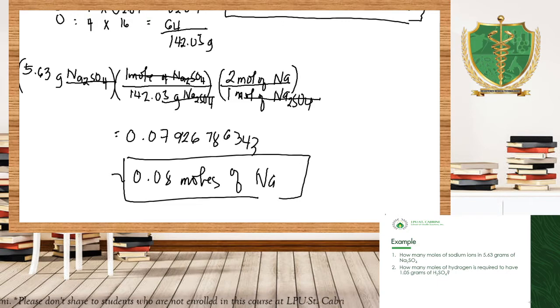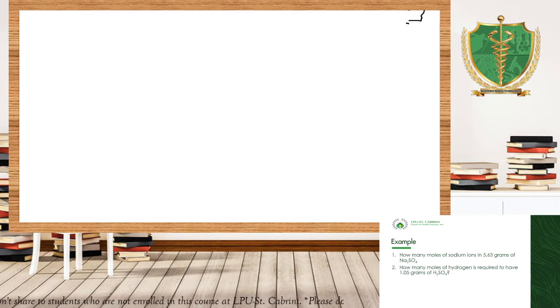So, how about number 2? The problem says, how many moles of hydrogen is required to have 1.05 grams of sulfuric acid? Okay. So again, how are we going to solve for that? The first thing to do is to compute for the molar mass of our sulfuric acid. So what will be the molar mass of sulfuric acid? We have H2SO4.